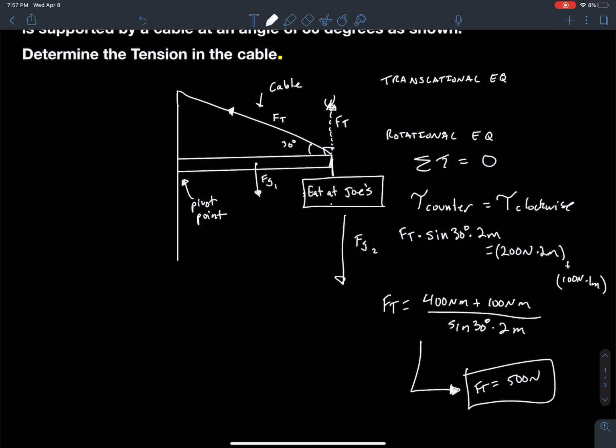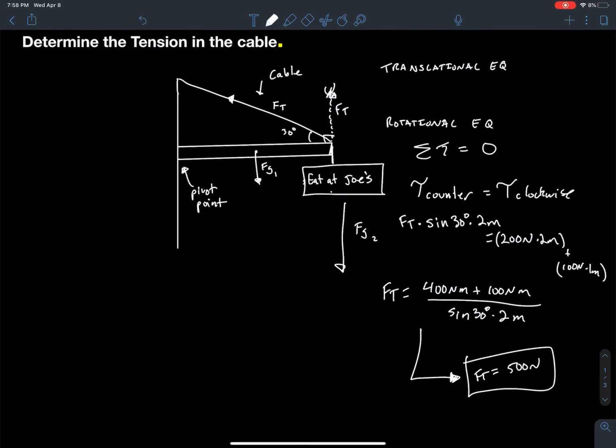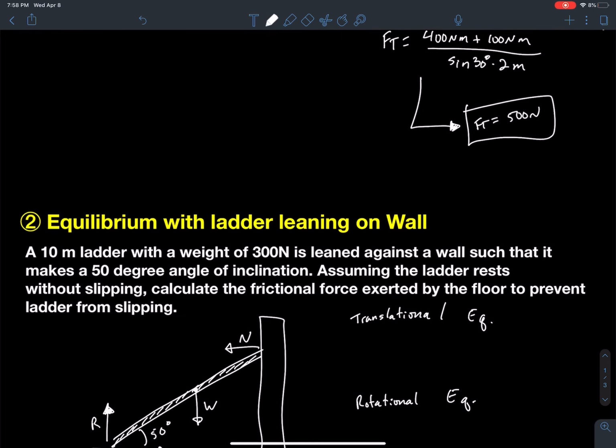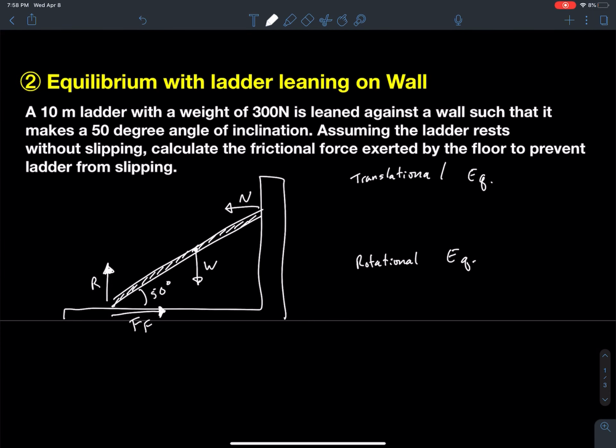That's the answer to that problem. So you can probably get that using a variety of ways. Okay, so we did that using rotational equilibrium. Next, the equilibrium with ladder leaning on the wall.